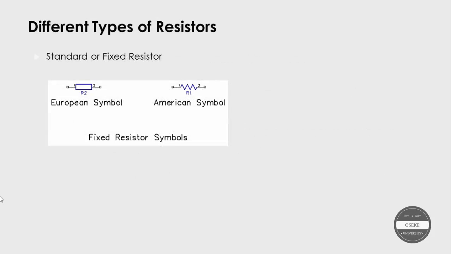There are different kinds of resistors, and for now let's look at standard or fixed resistors. A standard resistor or a fixed resistor is a kind of resistor whose value you cannot change by yourself. It is the way the manufacturer produced it, that is the way it will be. And there are different symbols. There's the European symbol here, and then there's the American symbol. You can use any one you like, but my personal favorite is the American symbol.